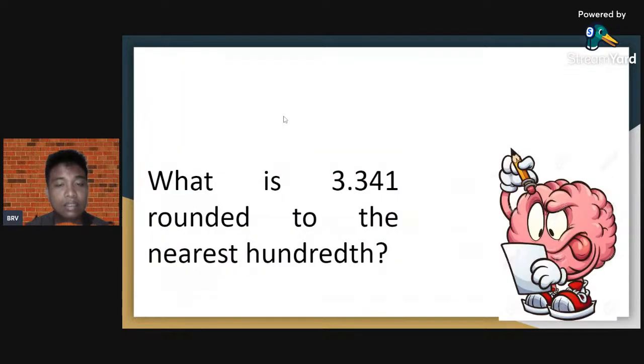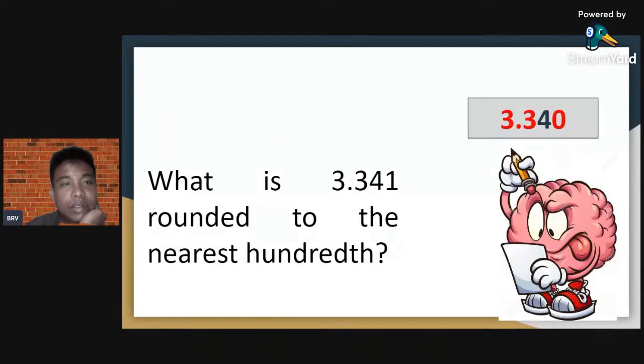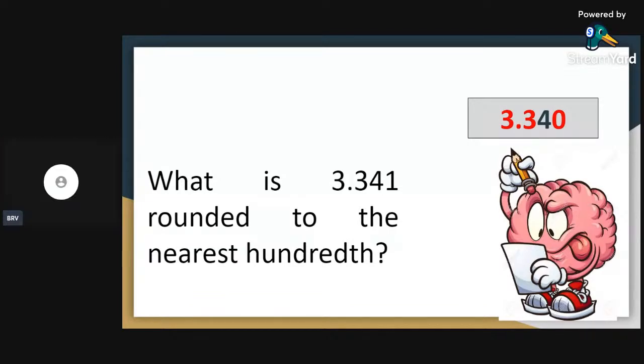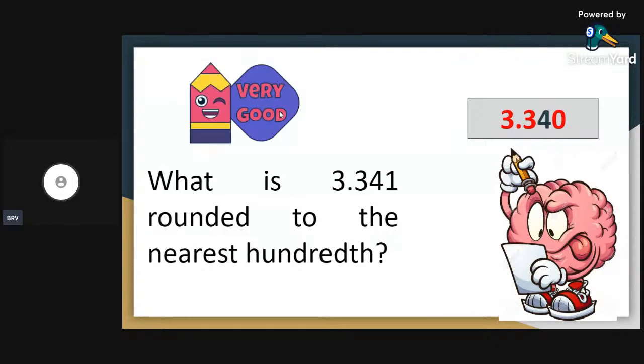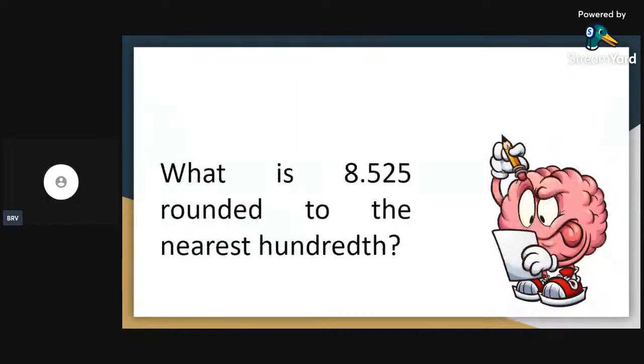Okay, what is 3.341 rounded to the nearest hundredth? Just chat your answer. If we round off that one, the answer is 3.34. Very good. So next, this one. Round off this one.